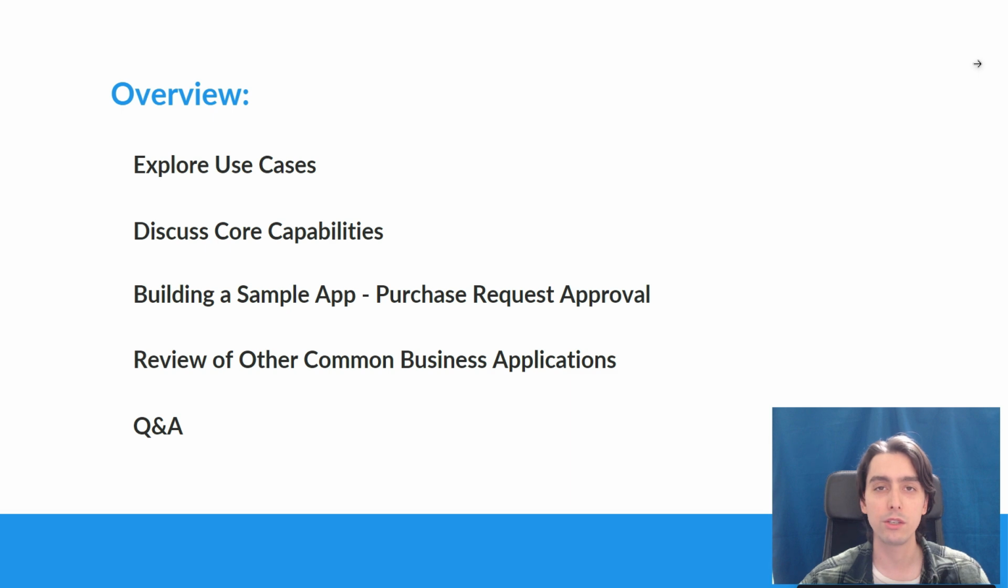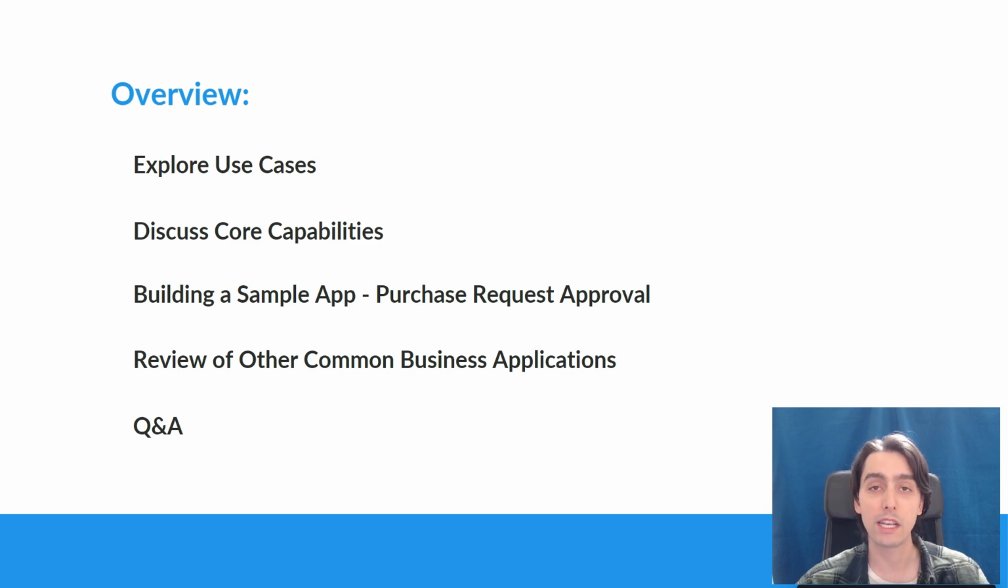So the first thing we're going to do is take a look at some example use cases, some example applications that can and have been built using no code. Then we're going to take a look at some of the core capabilities and core features of a no-code platform like GW Apps, just so you get a better idea of the types of tools you'll have at your disposal while building these applications.